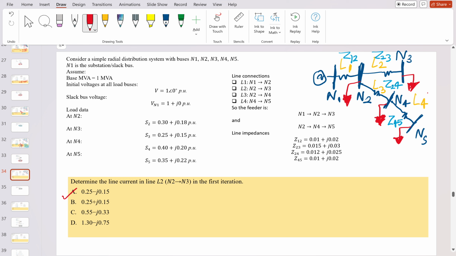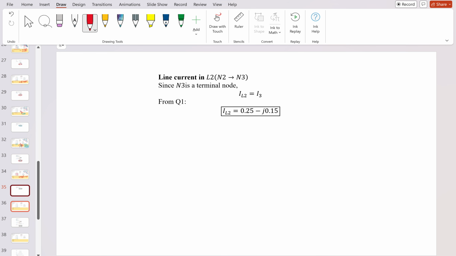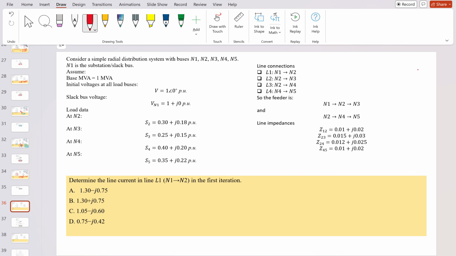So the current which is flowing into N3, that is the load at node 3, that is the correct option. The load connected at N3 is 0.25 plus j0.15. So the current when you find it will be equal to 0.25 plus j0.15 divided by 1 angle 0 degree, conjugate. So when you find it out, it will be 0.25 minus j0.15. That's correct. Option E is correct. Let's move forward. Try to solve this.